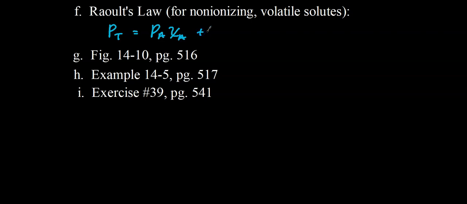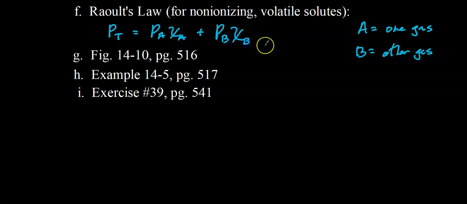So we take the vapor pressure of component A. So we'll make a little key here. A is one of the gases, and B is the other gas, second gas. So vapor pressure of substance A by itself times its mole fraction, plus vapor pressure of the other substance times its mole fraction, add those up, and we get then the vapor pressure of the solution.